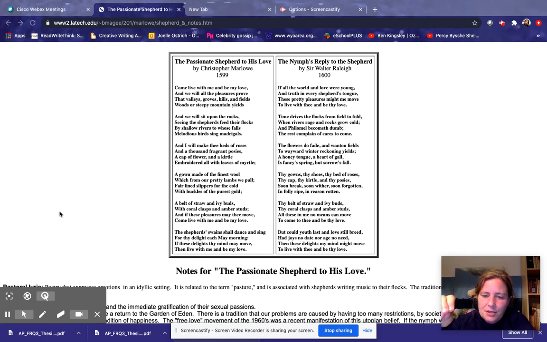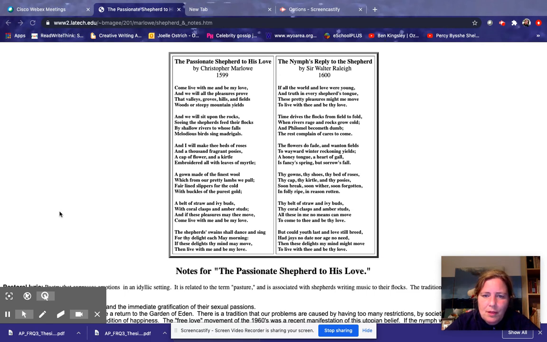But to finish off, let's see what she says. She says, but could youth last and love still breed? Hath joys no date nor age no need? Then these delights might move and live with thee and be thy love. So essentially her argument is, if we were young forever, I might be moved by your silly little promises here. But because I am logical and rational and know that I have to plan for my future, I can't accept your promises.